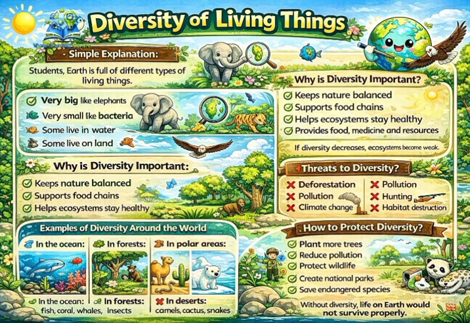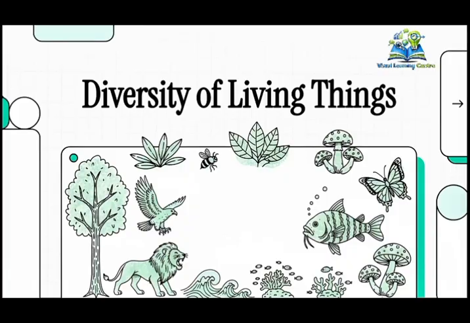Today, we will learn the topic of general science, diversity of living things. So let's start. From the tiniest insects you might see on your walk, all the way to the huge, mysterious ecosystems deep in the ocean, our planet is just absolutely packed with an incredible variety of life. So today, we're going to explore what that variety, what we call biodiversity, really is and why it's so important. Okay, let's jump right in.